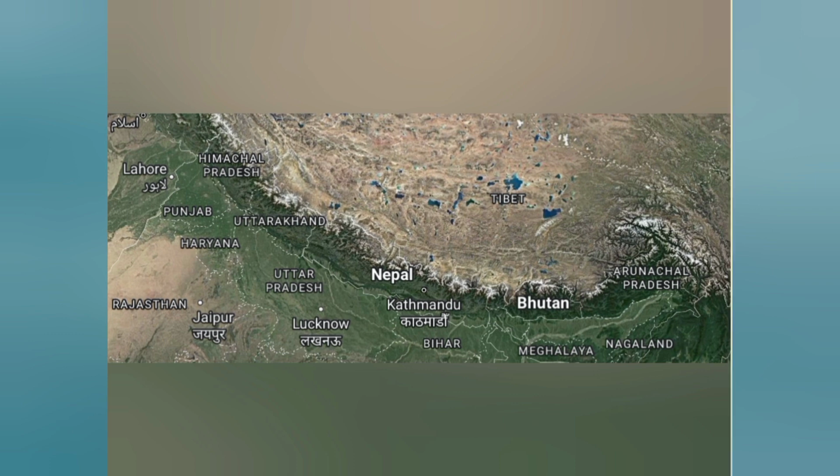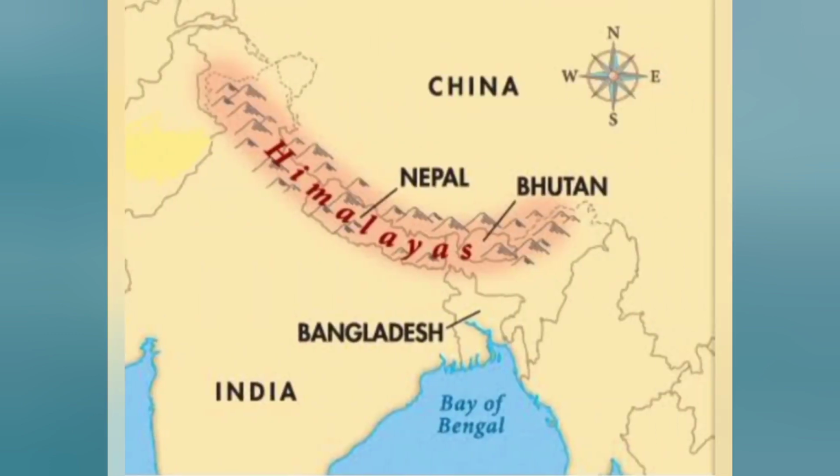There are altitudinal variations across the regions. The Himalayas comprise three parallel ranges. These ranges are separated by deep valleys and extensive plateaus. Let us learn more about these three parallel ranges.